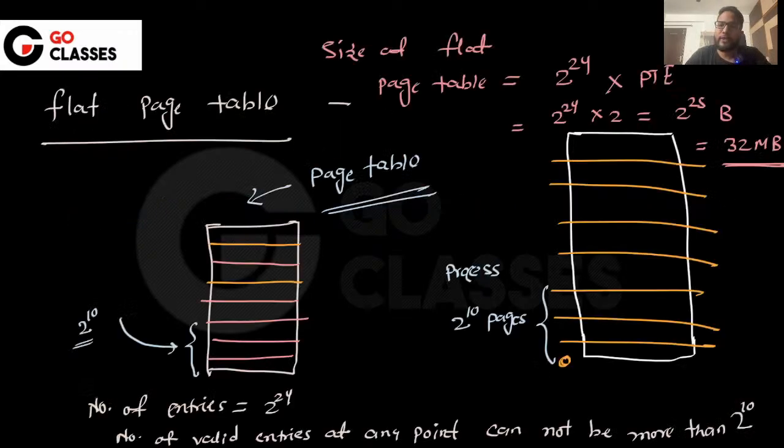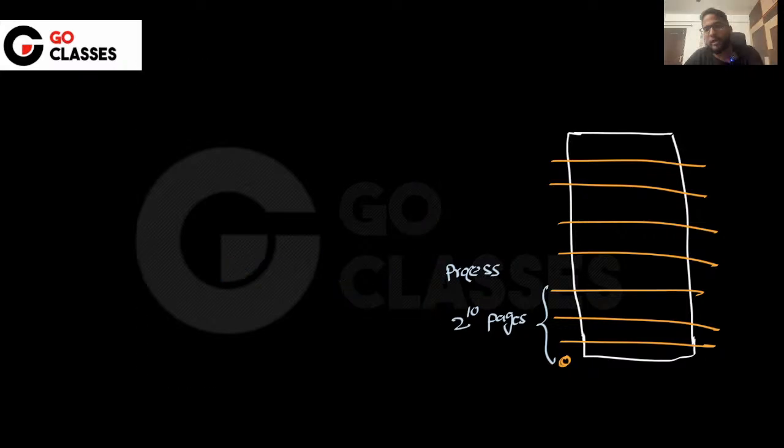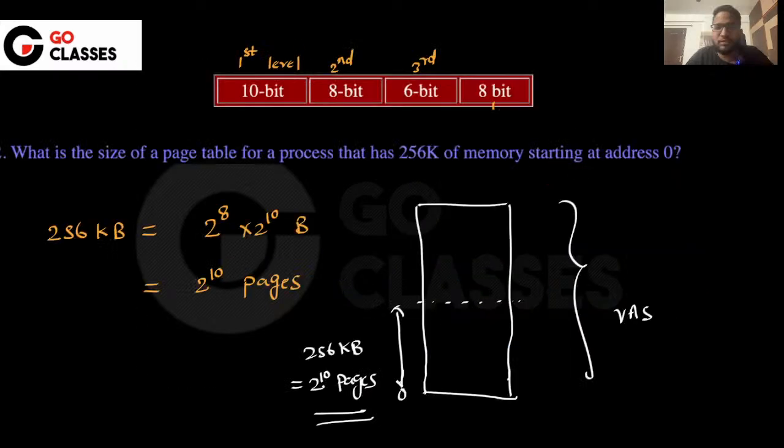Now let me go directly to this, which means that we are using 3 levels of paging. So there are a total of 2 power 24 pages, but we are just using 2 power 10 pages, and how this 3 level paging is helping us to save the page table size.